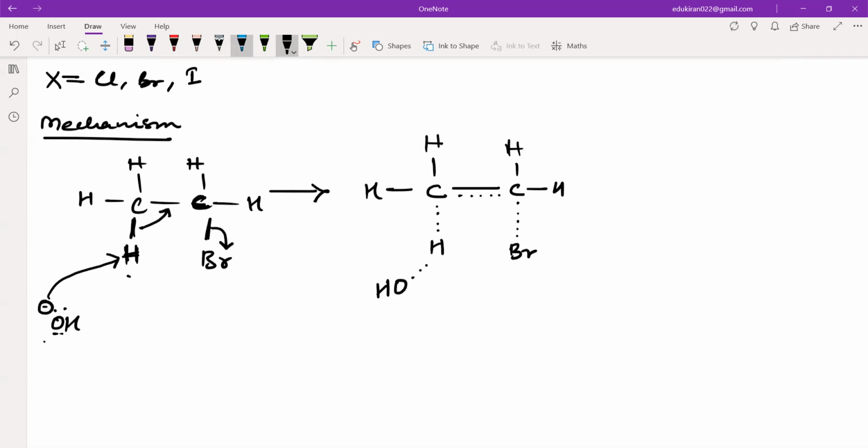Okay, now these blue bonds, I'm writing these blue bonds. These are being formed. Then you have these red ones, these are being broken. This blue one is also being formed. So electrons are going away like this. So oxygen is attacking on hydrogen. Hydrogen is giving the electron to the C-C bond, and then the Br is taking the electron and it is leaving.